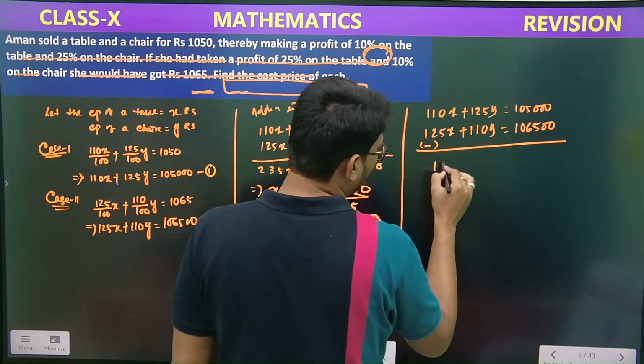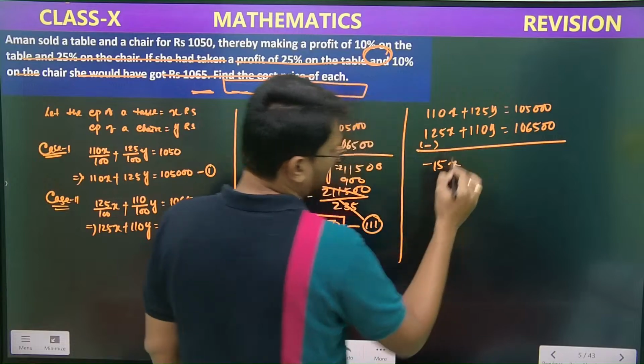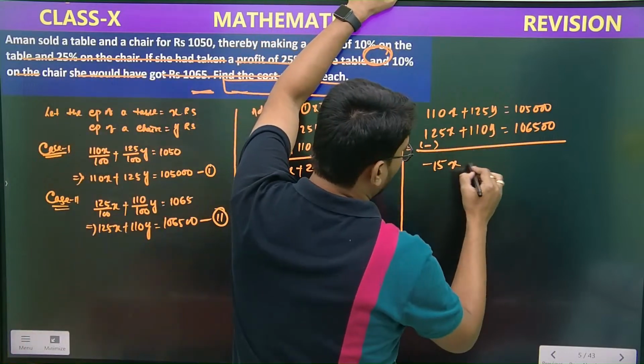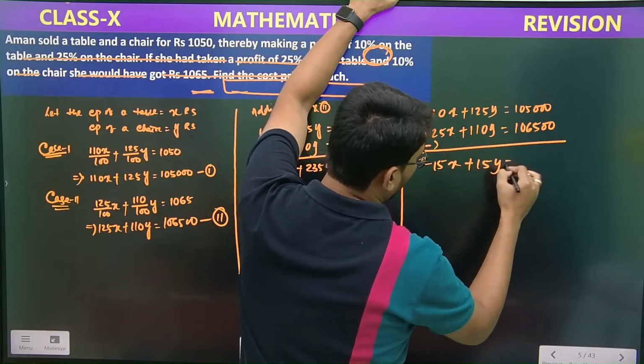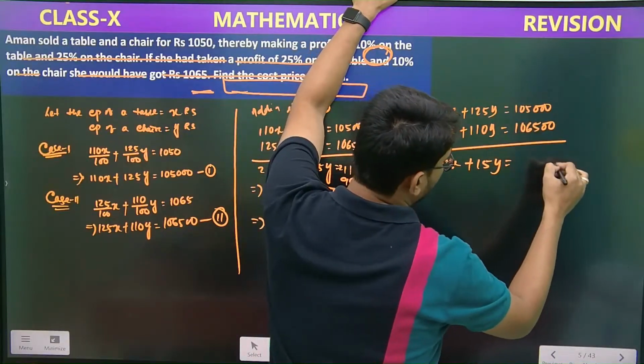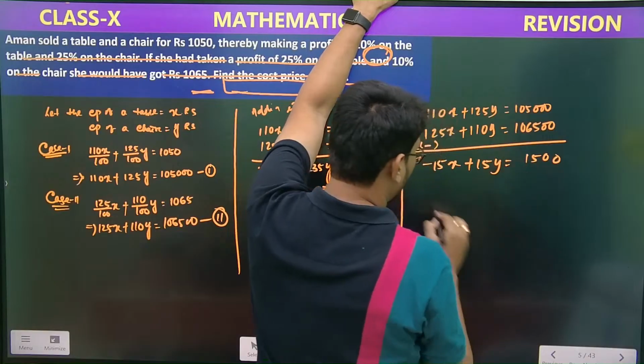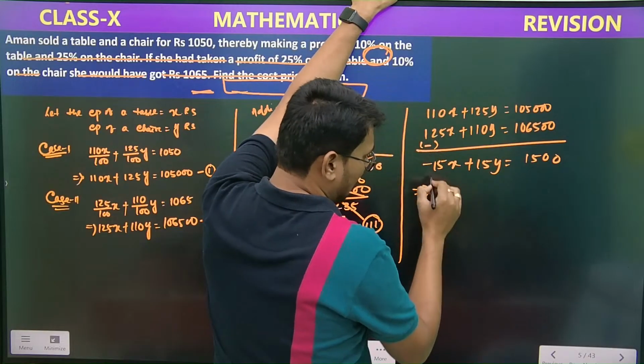We get 15 minus 15, right? Why minus 15? Minus 15. And then this is how much? Plus 15y equals how much? 5 minus 6 is minus 1, so 1500, right? So therefore I can write this as number 2.